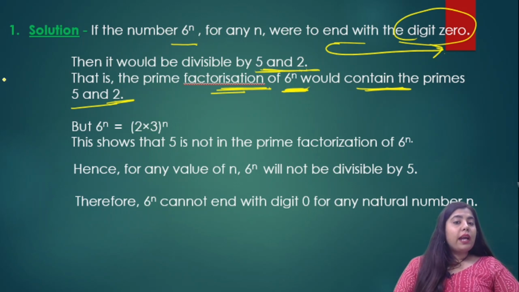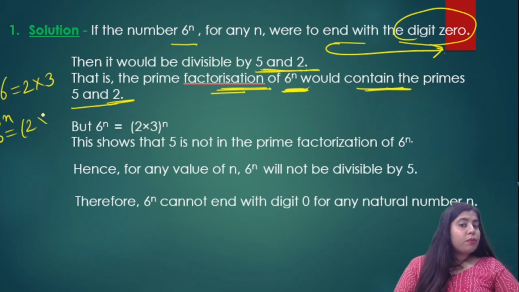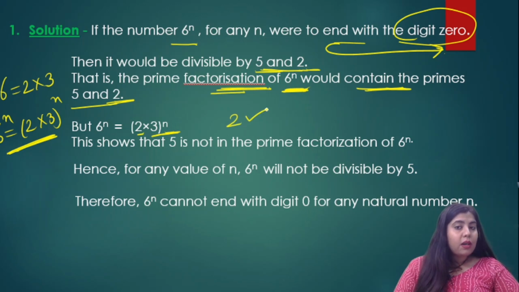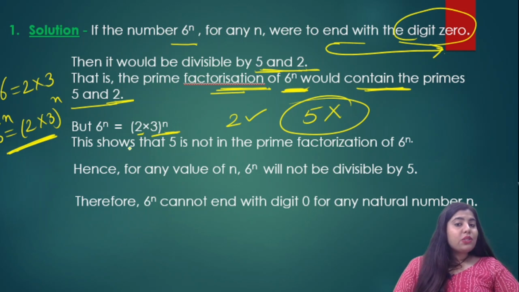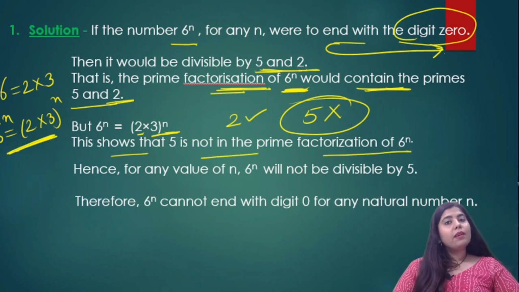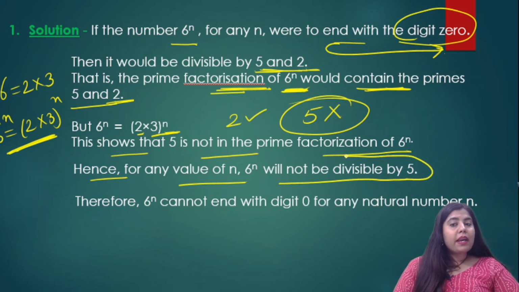But we know that 6 is equal to 2 into 3. Also we can write that 6 raised to the power n is 2 multiplied by 3, all raised to the power n. From here we can see that 6 raised to the power n has 2 as its factor, but 5 is not its factor, right? This shows that 5 is not in the prime factorization of 6 raised to the power n. Hence, for any value of n, 6 raised to the power n will not be divisible by 5.